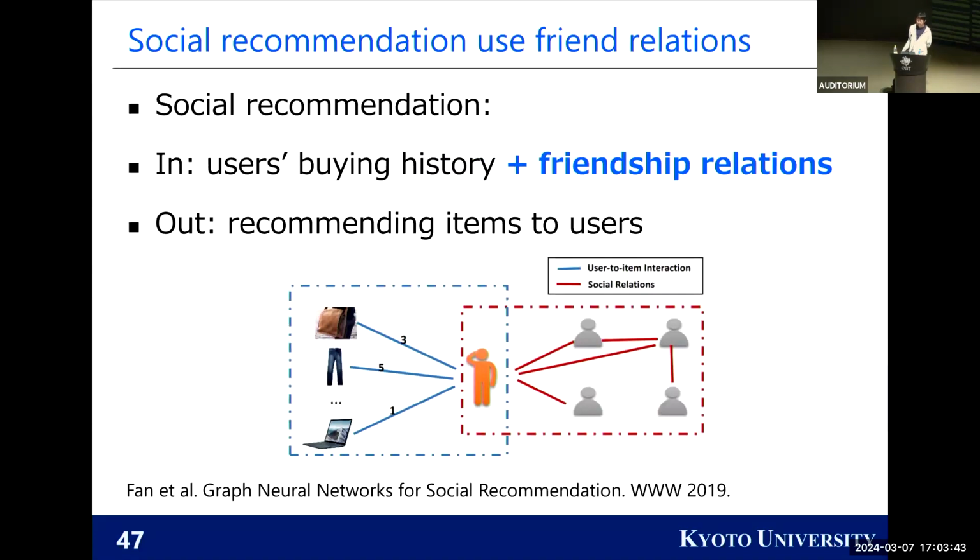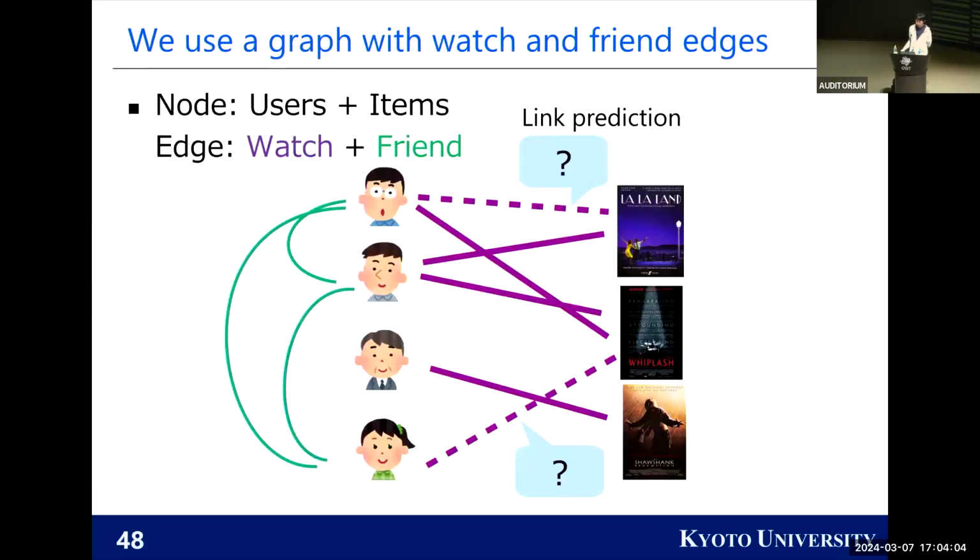This is basically the same as standard recommendation, where we are given users' buying history and we want to recommend items to users. The difference is that we are given friendship relations of users in addition to users' buying history. So the given graph is described like this. We are given a graph with edges describing watch relations and friend relations. And then we define this problem as a link prediction problem. We want to predict links between users and items.